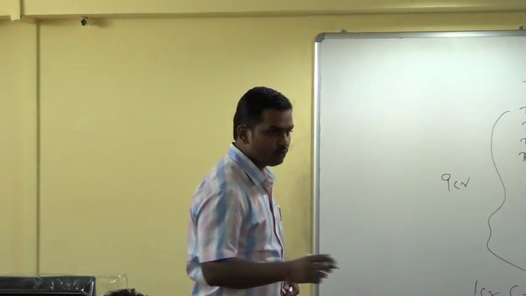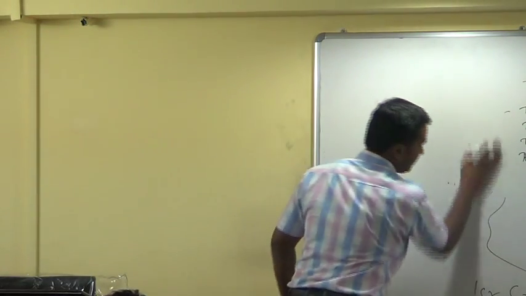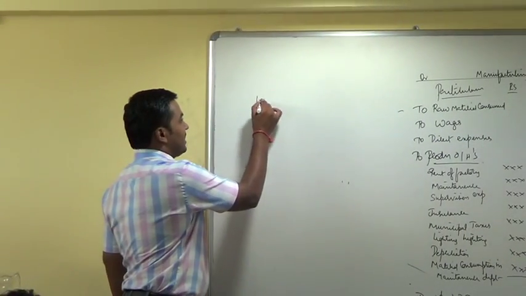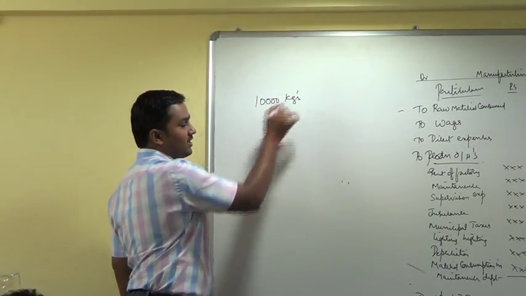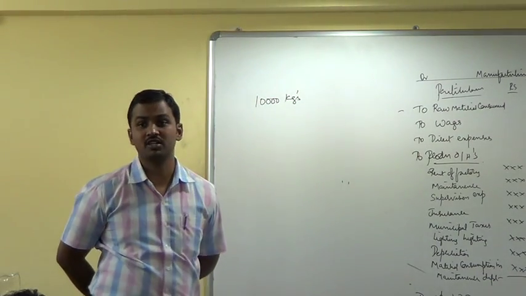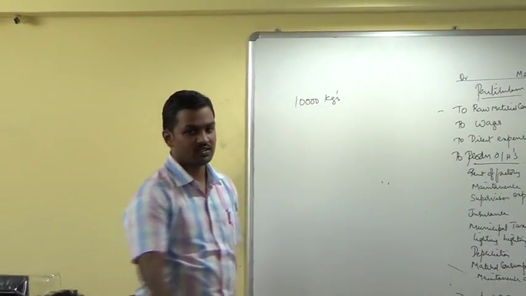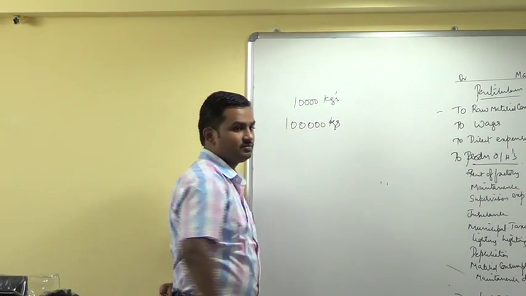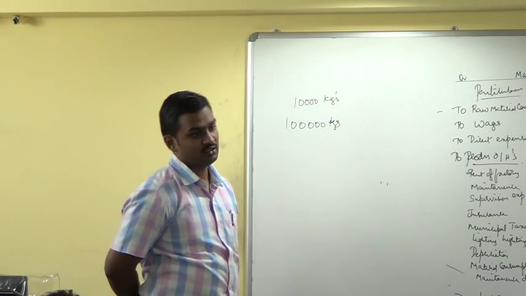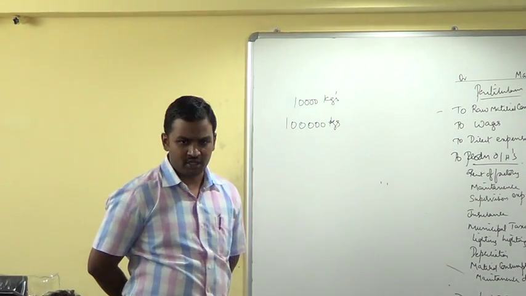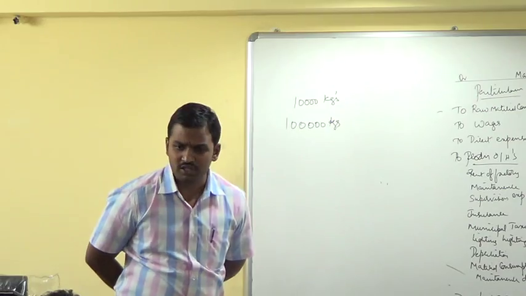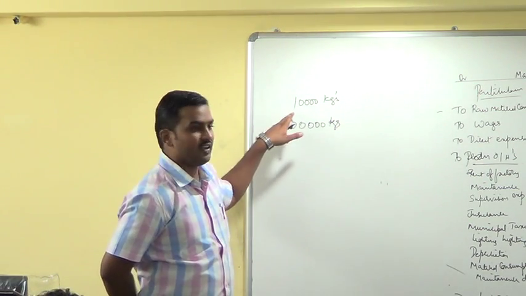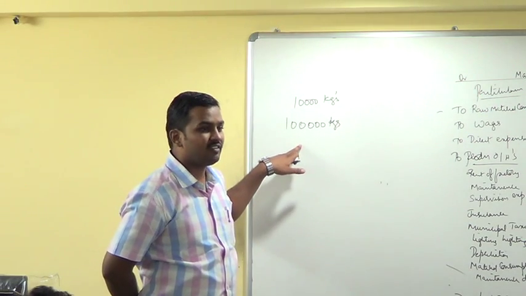Okay. I'll give you an example to make you understand the concept. At the beginning of the year, there was 10,000 kgs of raw material in the factory. At the beginning of the year, how much kgs was available? 10,000 kgs. During the current year, we purchased 1 lakh kgs. We have purchased how much? 1 lakh kgs. If there is no consumption, if there is no usage of raw material in the factory, how much closing stock should be there? Opening stock, we have 10,000 kgs. We have purchased another 1 lakh kgs.